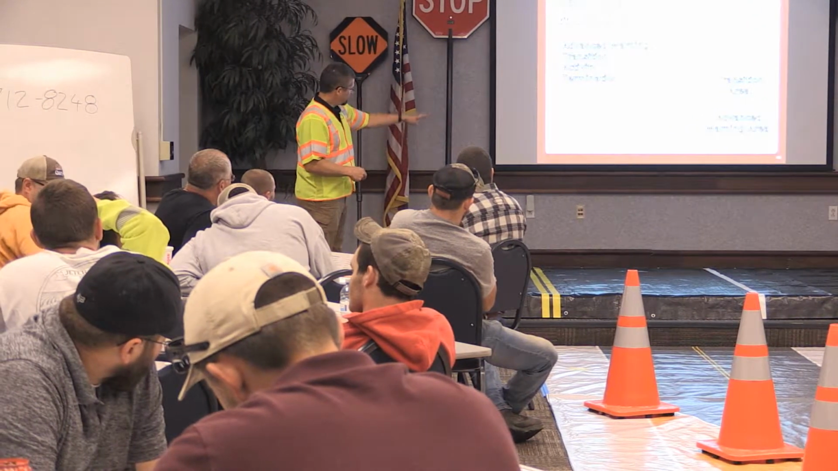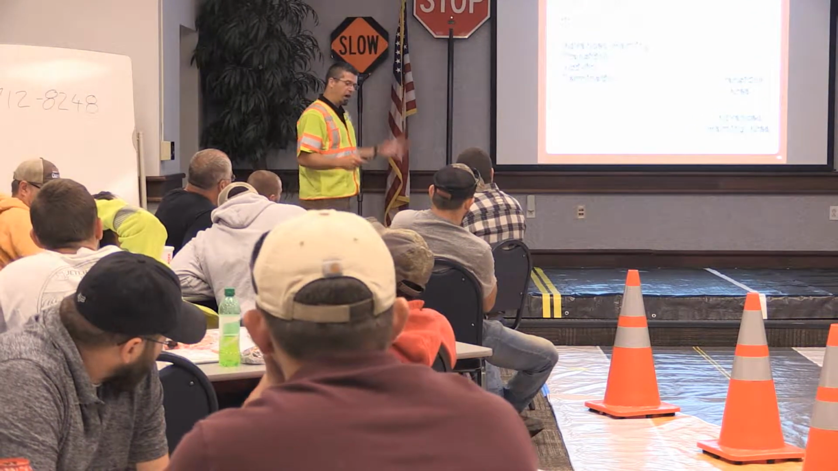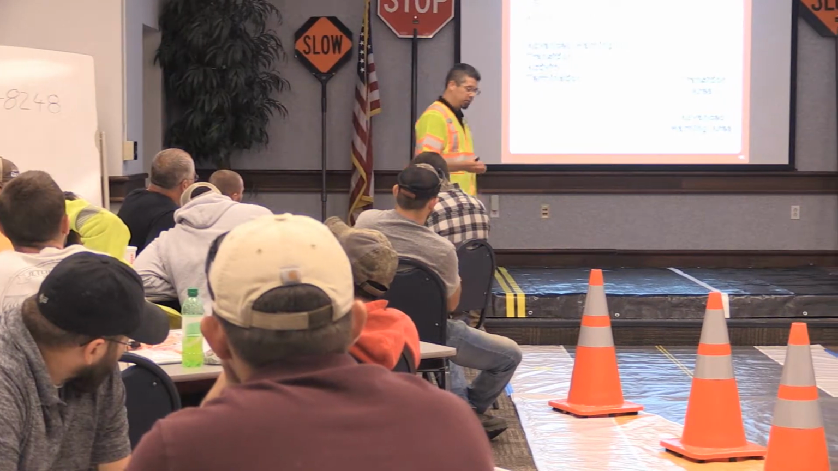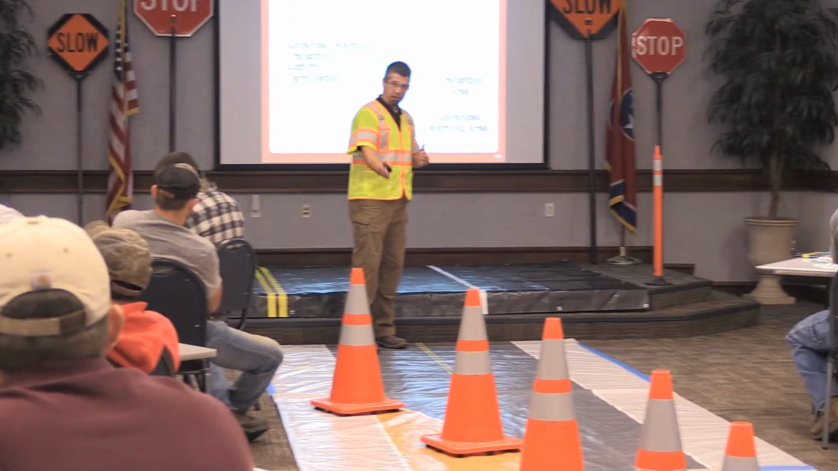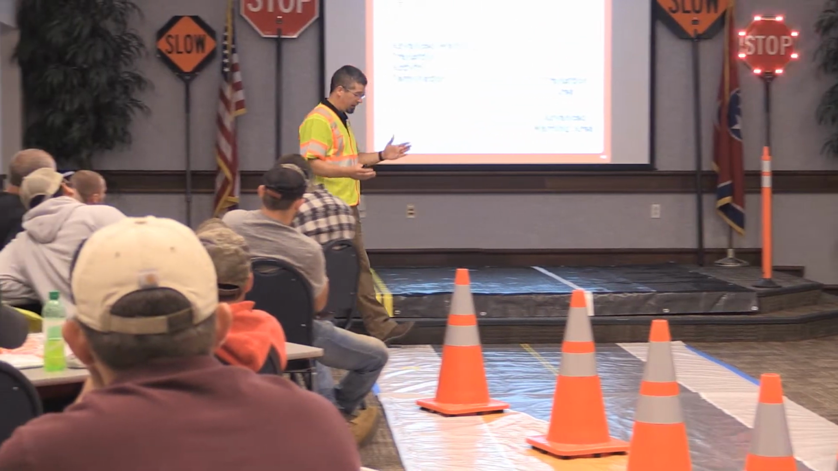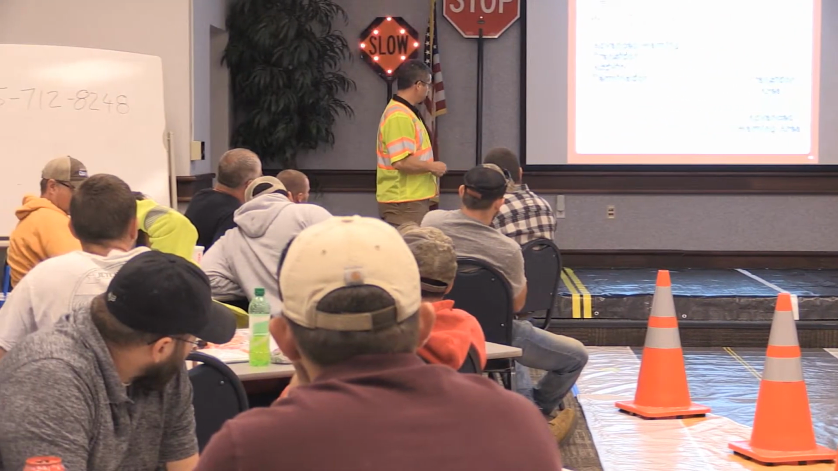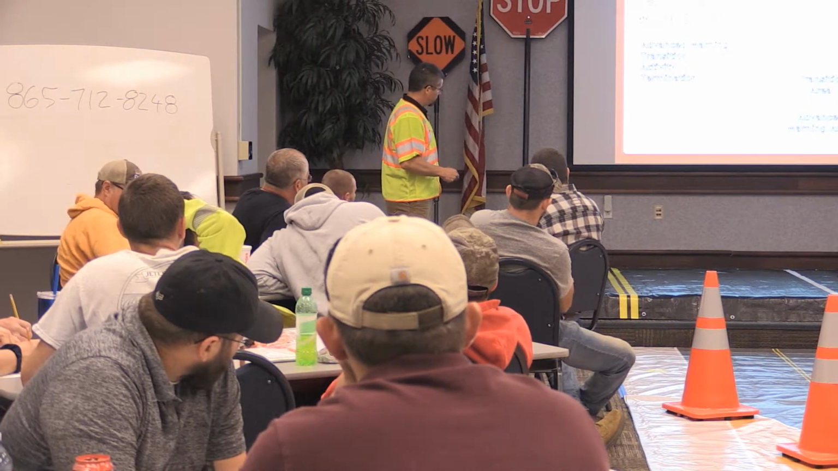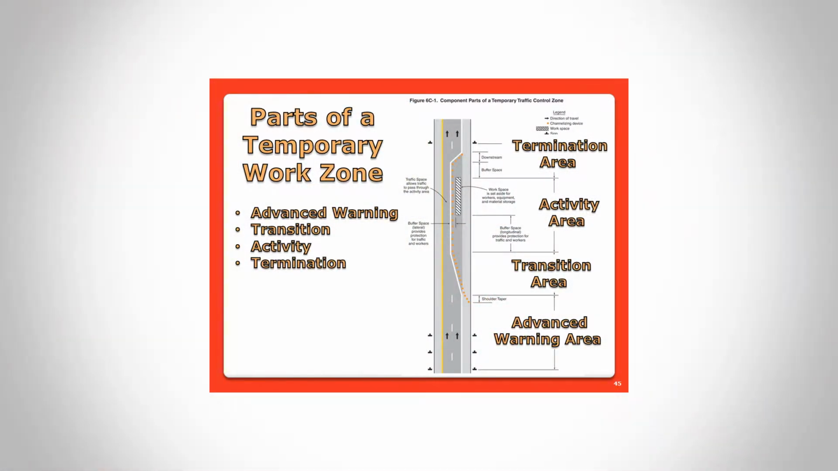This is basically a 2-lane roadway going down to 1 lane. For our purposes, we're going from 1 lane each direction to basically a 1-lane roadway. So it's going to be that transition area right here. It's going to have a taper in it. Then you're going to have the activity area.